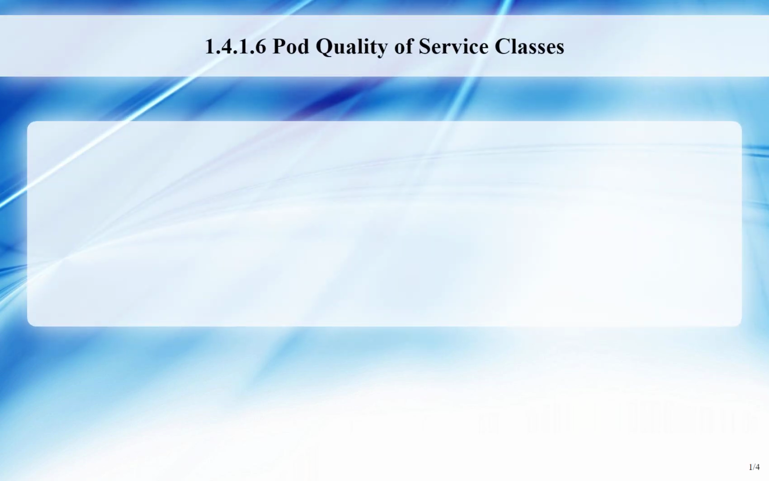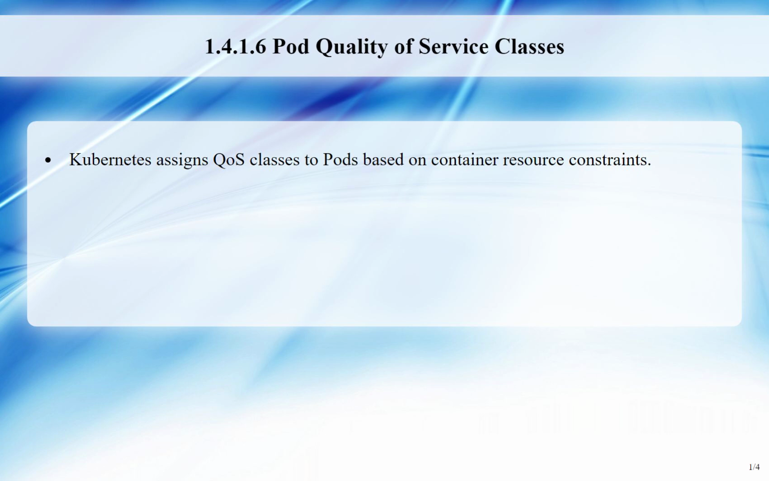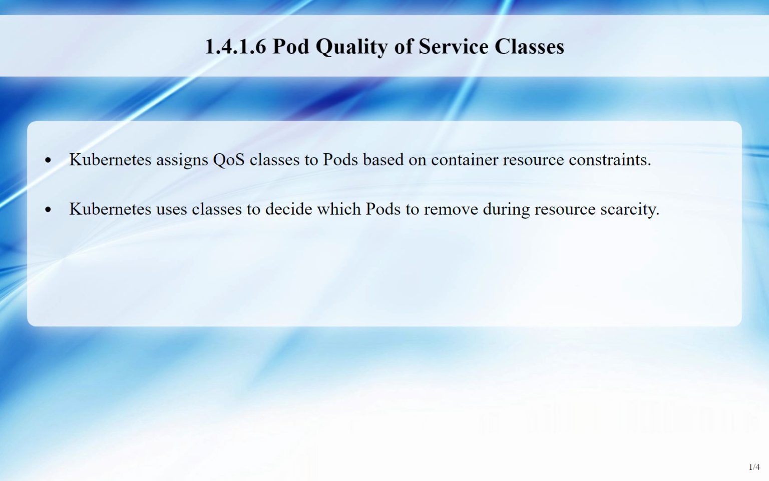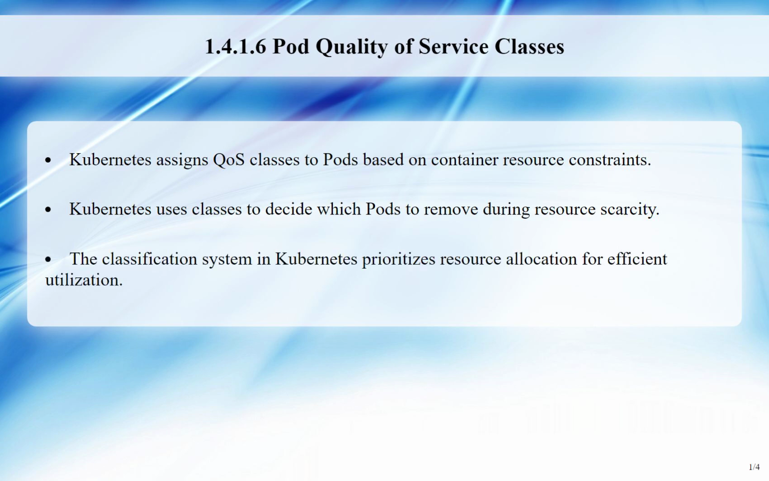Chapter 1.4.1.6 Pod Quality of Service Classes. This page discusses quality of service, QoS classes in Kubernetes, and how they are assigned to pods based on resource constraints set for containers within the pod. Kubernetes uses these classes to determine which pods to evict in cases of resource scarcity on a node. The classification system helps prioritize resource allocation and ensure efficient utilization of available resources within a Kubernetes cluster.